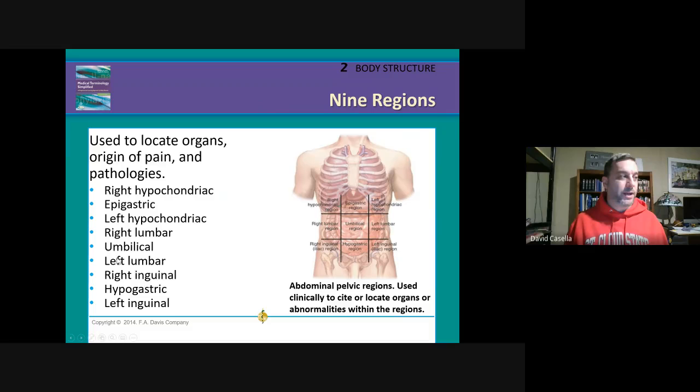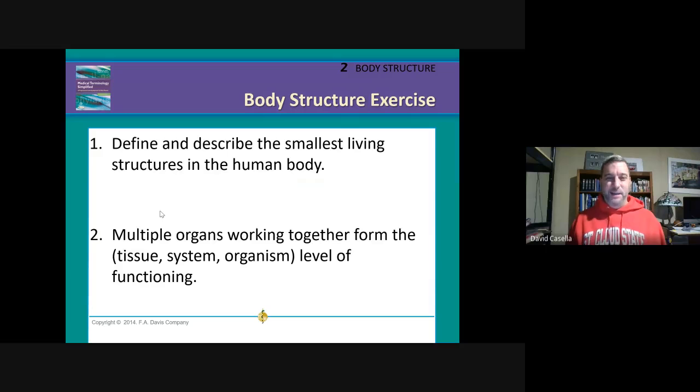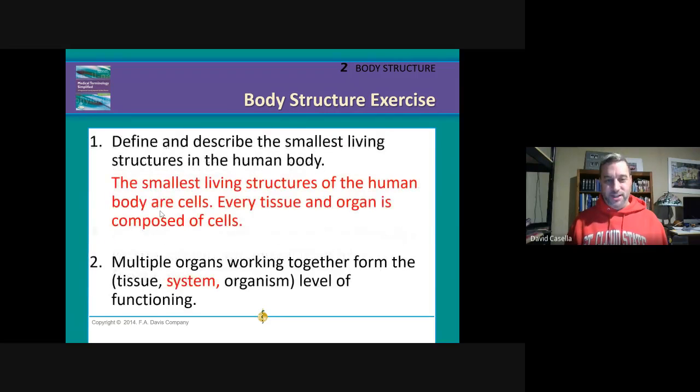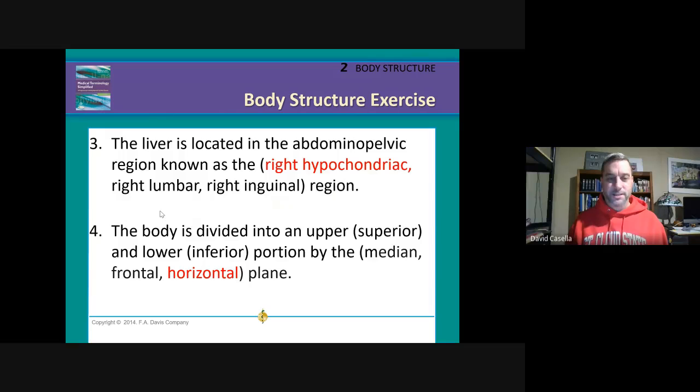Inguinal is the groin. Lumbar is your lower back. Umbilical is your belly button. So they're just terms for different parts of the body. Luckily, right now, this isn't anatomy, and I won't test you on that particular question. But the smallest living structures in your body are cells. And they form together with organs working together to make a system. And that's how that part works.